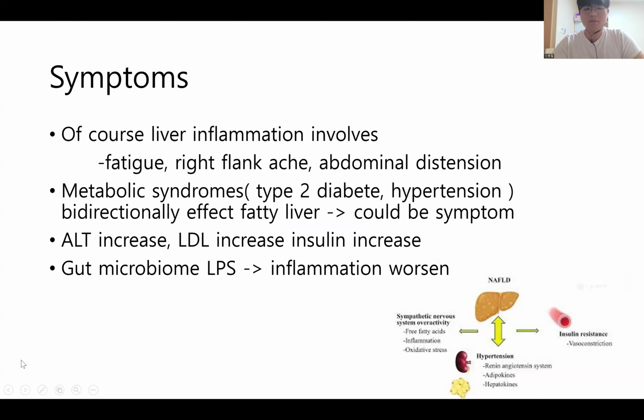Fatty liver doesn't show many symptoms, but when it progresses to inflammation, it may cause fatigue and right flank ache. Metabolic syndrome and fatty liver are bidirectionally cause and effect, so metabolic syndrome could be a symptom. Liver damage could lead to increased hepatocyte enzyme ALT, blood insulin, and LDL.